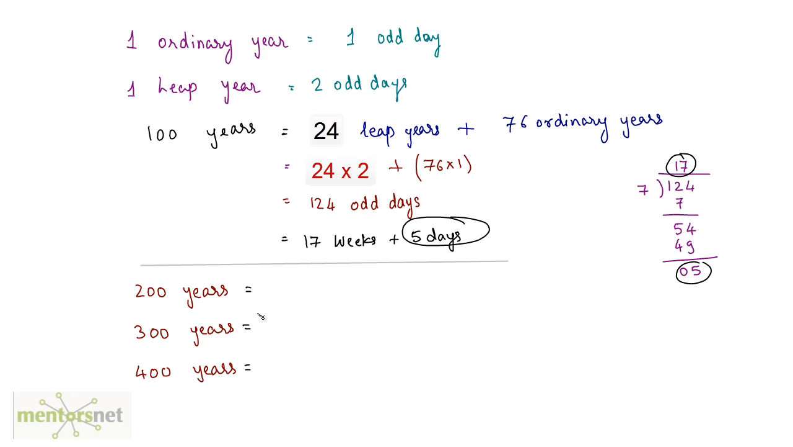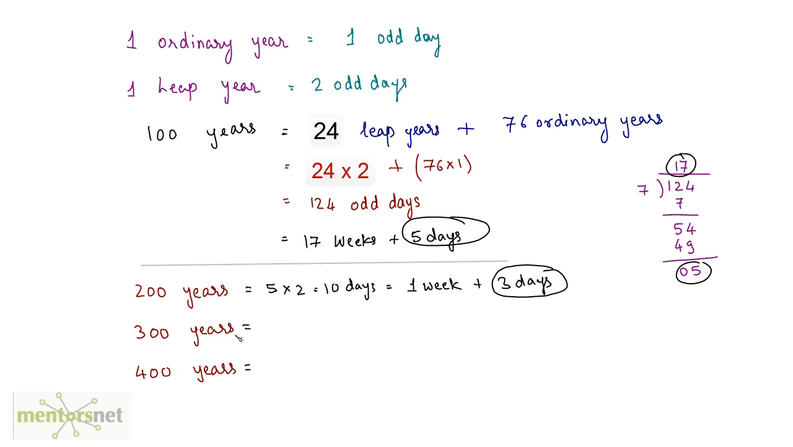Now let us calculate how many odd days are there in 200 years, 300 years and 400 years. The number of odd days in 100 years is 5 days, so in 200 years it will be 5 times 2, that is 10 days. Right? Now 10 days can be written as 7 days plus 3 days, and 7 days is 1 week. So this can be written as 1 week plus 3 days. Now 3 days cannot be converted to a week, so 3 days is the number of odd days in 200 years.